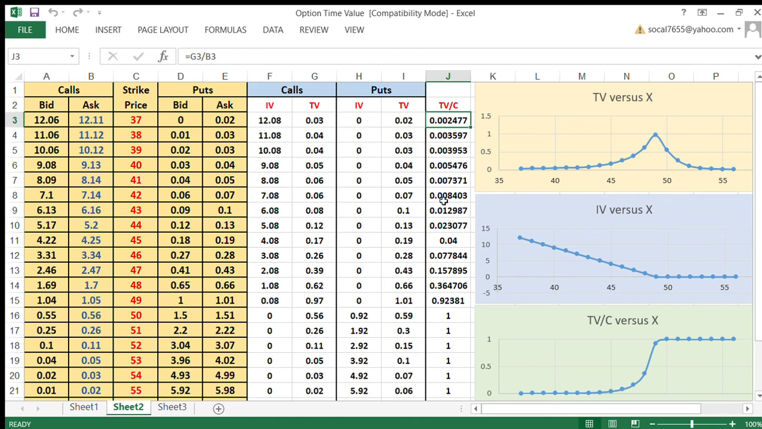Anyhow, that's just some analysis with respect to the behavior of the components of option price, those components being intrinsic value and time value. That's all I have for this video.